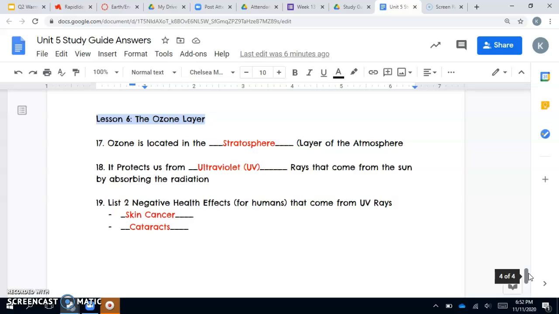And then 19 asks us to list 2 negative health effects for humans that come from UV rays, and that would be skin cancer and those cataracts that can cloud up your vision on your eye. And we learned about that when we read that article on the EPA website on Tuesday.